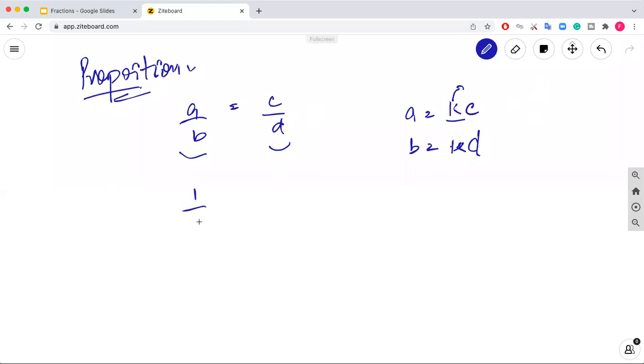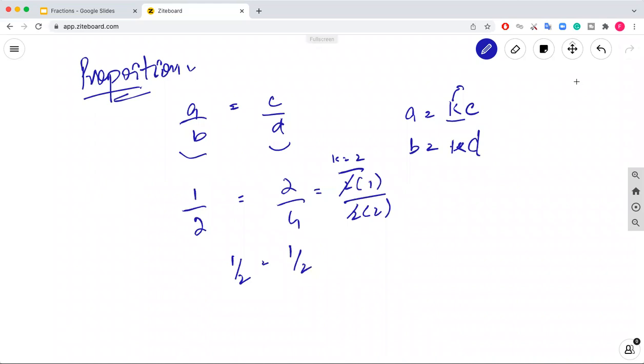For example, we have 1 by 2. This can also be written as 2 by 4. In this case, we have 2 into 1 and 2 by 2. This will cancel out. So in our case K is equal to 2. So again, 1 over 2 is equal to 1 over 2, right?